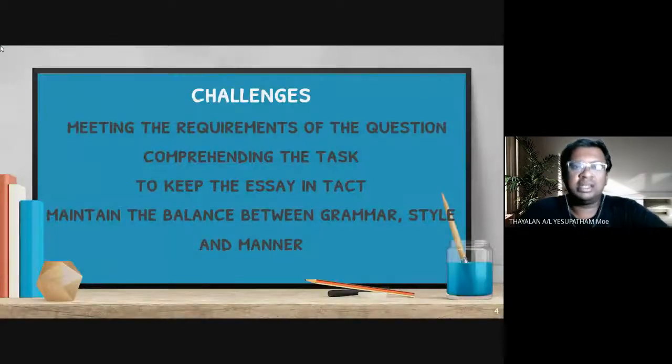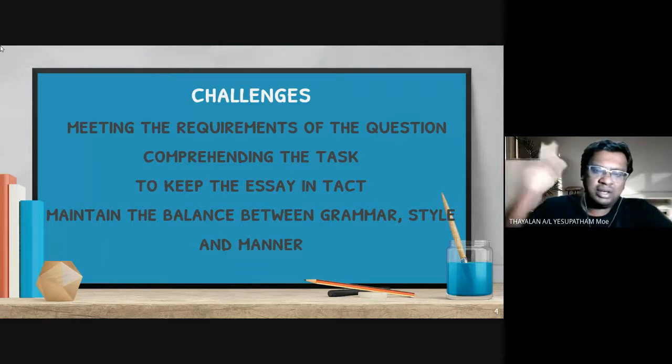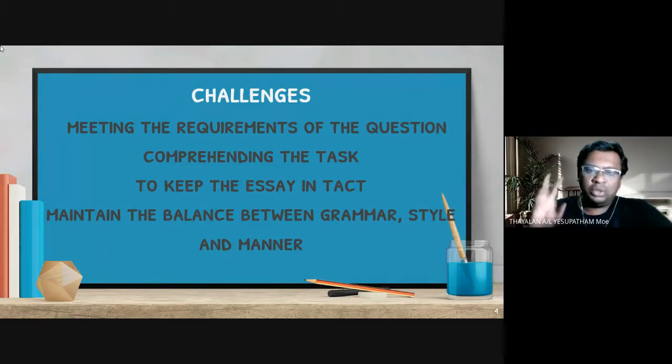Now, the challenges. The first challenge is to meet the requirements of the questions. Meeting the requirements of the questions. Memenuhi kehendak soalan. The second one is comprehending the task, understanding what the task is. And then to keep the essay intact, from the introduction right up to the conclusion.